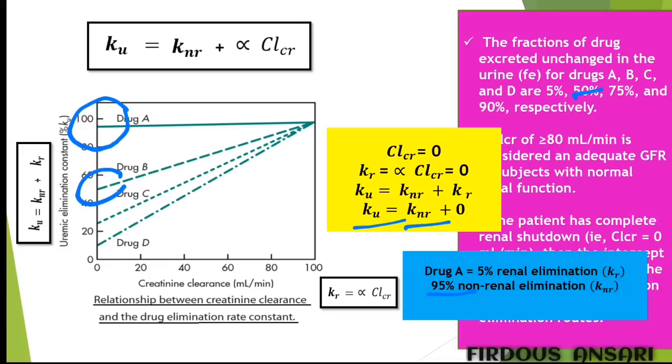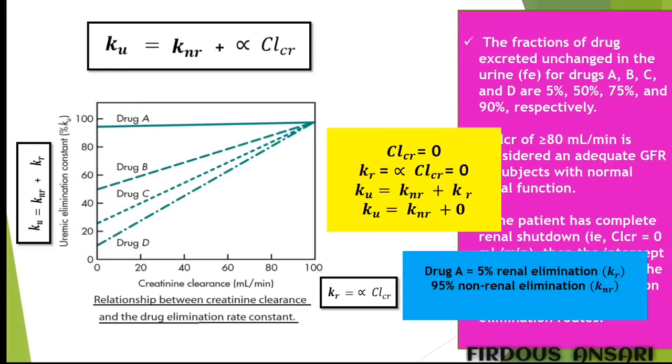Similarly, drug C is eliminated 75% via renal route. That means 25% is eliminated via non-renal route, and Ku equals KNR. Therefore, 25% over here. And lastly, drug D is eliminated 90% via the renal route. That implies only 10% is eliminated via non-renal route. So you can find drug D over here.